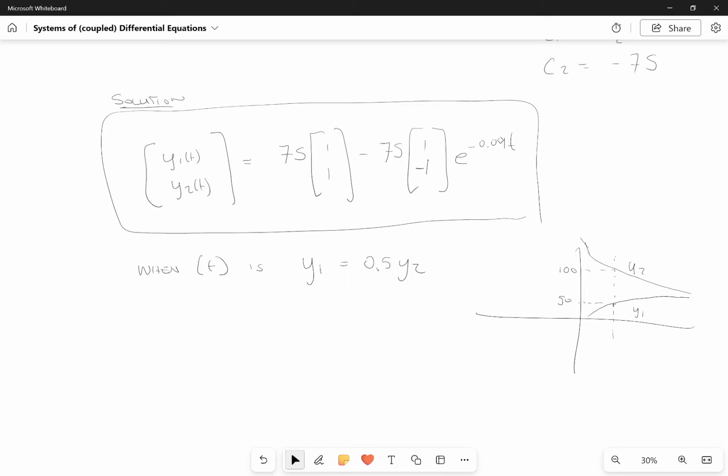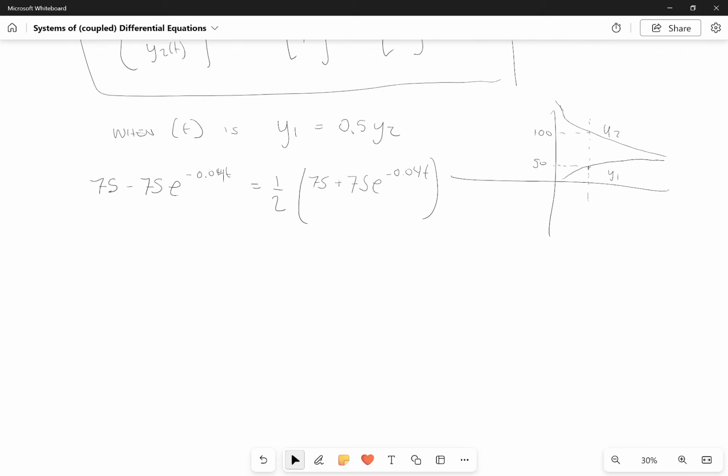So y2 would be at 100 and y1 would be at 50, but we don't have to guess, because all we have to do is take y1. y1 is 75 minus 75 e to the negative 0.04t, and when does that equal, let's say, 1/2 here, of y2, which is 75 plus 75 e to the negative 0.04t. Okay, so when is y1 half of y2? And that's what we're looking for here.